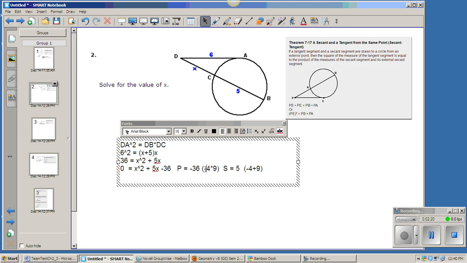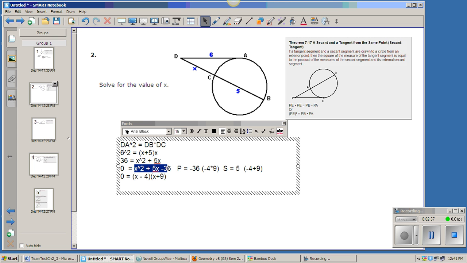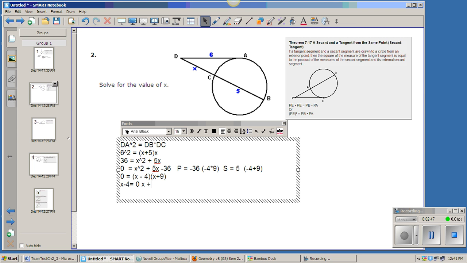Negative 4 times 9 is equal to negative 36, which means I'm going to use my factors of x minus 4 and x plus 9. And now when I multiply it out, I would get x squared plus 5x minus 36. And then of course you set each of those factors equal to 0 and you solve. So there's 2 answers technically, and they are 4 and negative 9, but since negative 9 can't really be a length, I would say x equals 4.